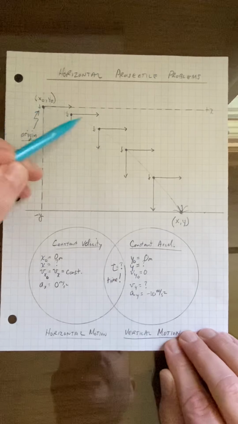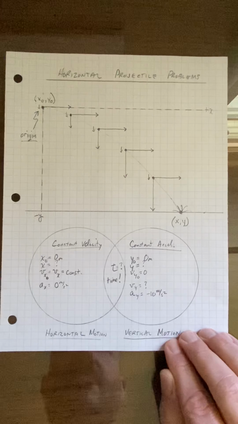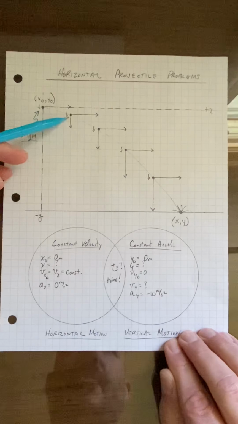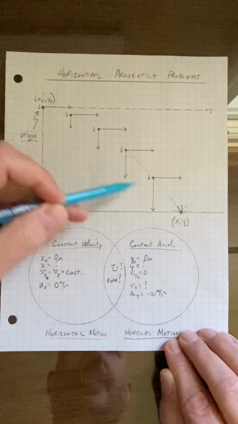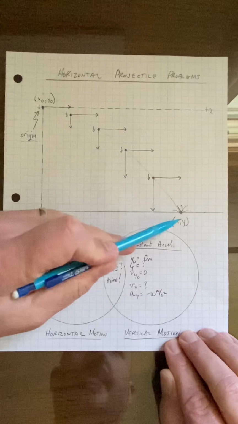These are the horizontal velocity vectors. The horizontal velocity never changes. The thing moves steadily to the side no matter what. But the vertical part of the velocity keeps increasing, increasing, increasing. That's why it moves through a parabola.